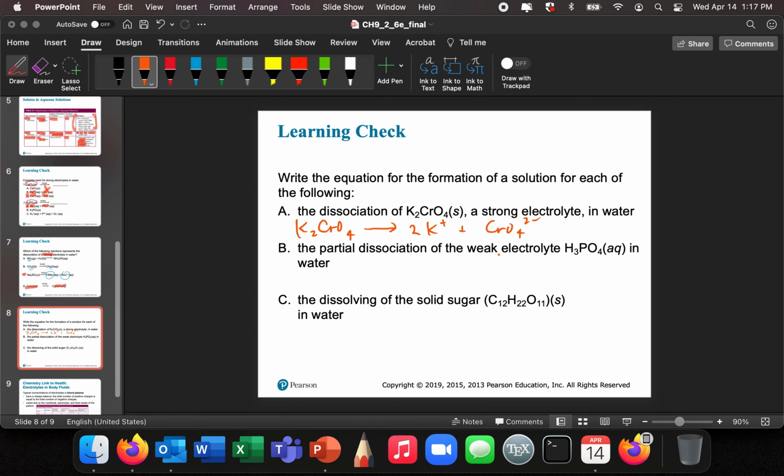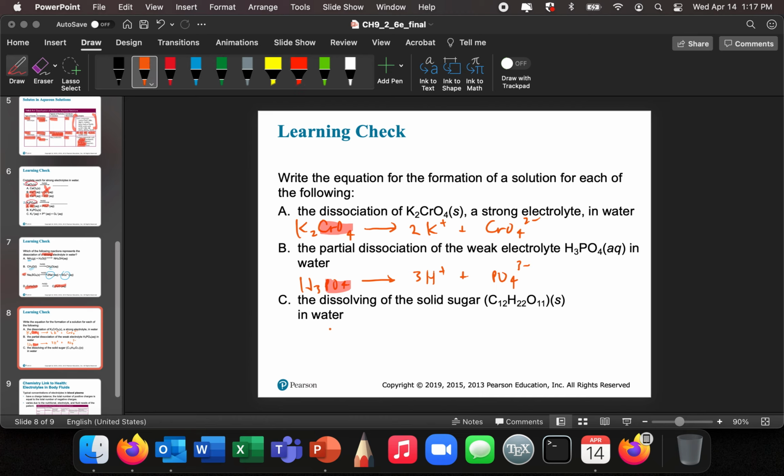Okay, the partial dissociation of a weak electrolyte, phosphoric acid in water. This is a weak electrolyte, so this is going to give 3 H pluses plus phosphate. Right? Really important, really valuable for you to recognize these ions by now. Right? Chromate, phosphate, really valuable if you recognize those.